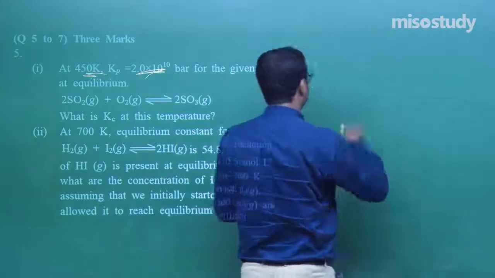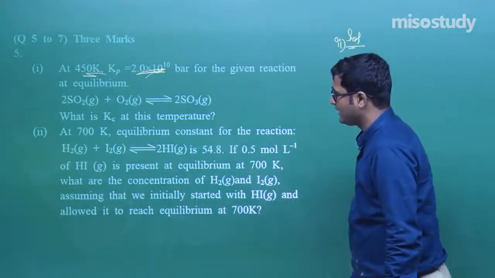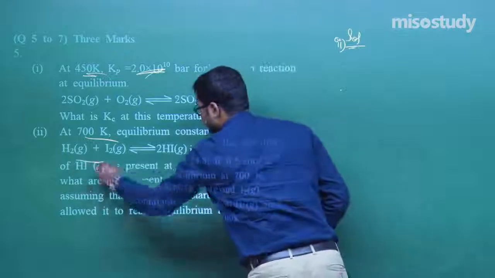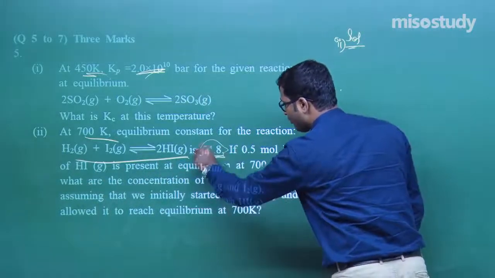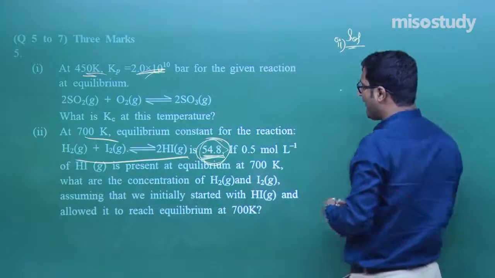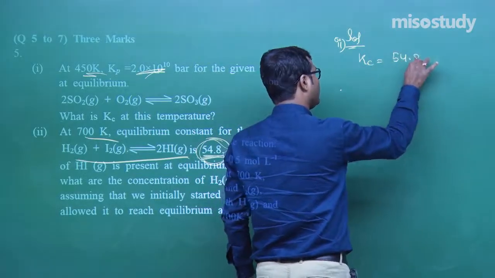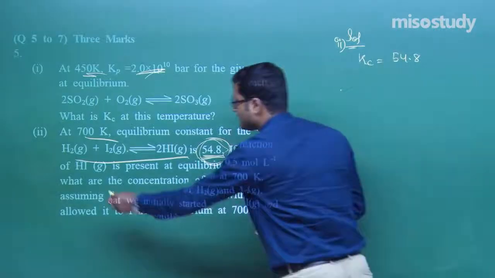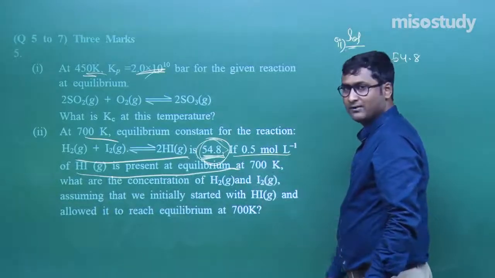Now, what is the second part of the question? Read the question first of all. At 700 Kelvin, the equilibrium constant for the reaction is 54.8. So we have the value of the equilibrium constant, that is 54.8. Now, if 0.5 mole per liter of HI is present at equilibrium, given.